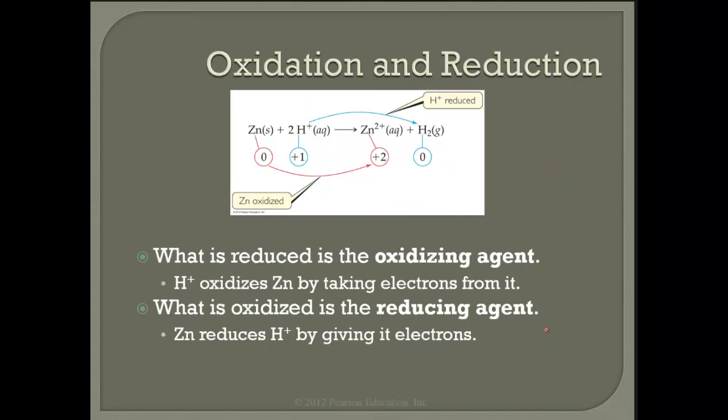What is reduced is called the oxidizing agent. H+ oxidizes the zinc by taking its electrons. What is oxidized is the reducing agent. Zinc reduces hydrogen by giving its electrons.